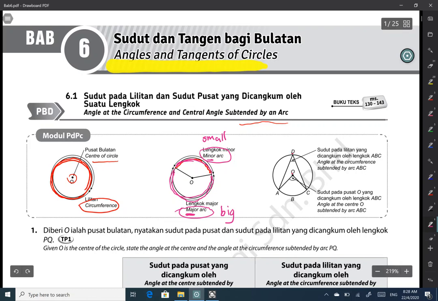The angle at the circumference subtended by the arc ABC. So this is the angle at the circumference because the vertex touches the circumference. This one is the angle subtended at the center. Okay, so they come from the same arc. This is arc ABC. Later we will see what is the relationship.